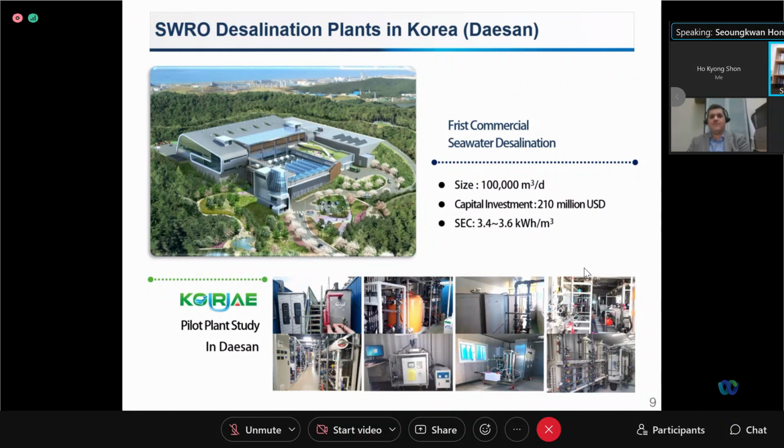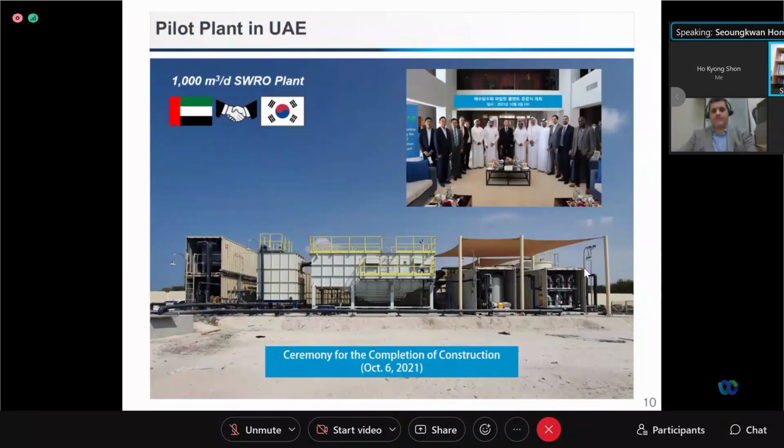Fortunately, our research group constructed a pilot plant as shown in this diagram here, and we performed a pilot study in Daesan. Hopefully, some of the data that we obtained can be used for construction and operation of this plant in Korea. We also built a pilot plant in the UAE, and as I mentioned, this is a size of 1,000 cubic meters per day. And this is an actual plant. This is not just a pilot plant.